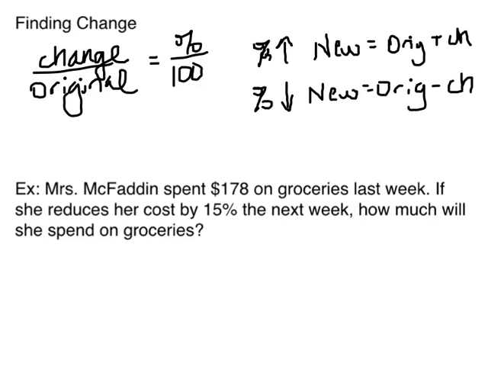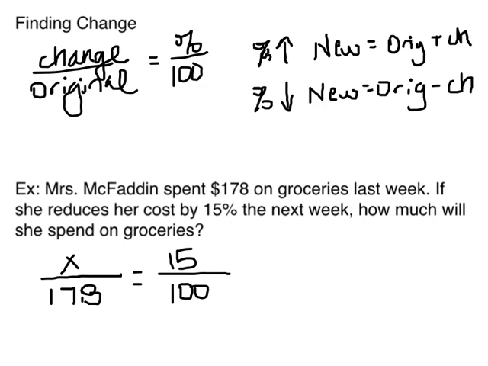So for example, Mrs. McFadden spent $178 last week on groceries. If she reduces her costs by 15% the next week, how much will she spend? So we don't know her change in this situation. That's what we're looking for. But she reduced it by 15%, so 15 over 100, and her original cost was $178. So 100x equals 178 times 15.